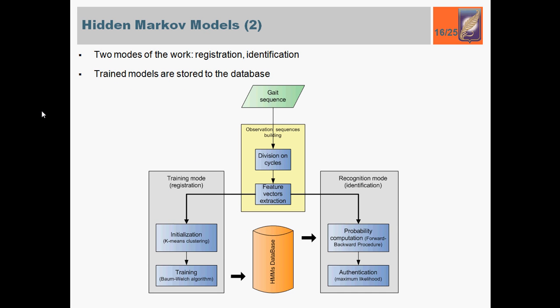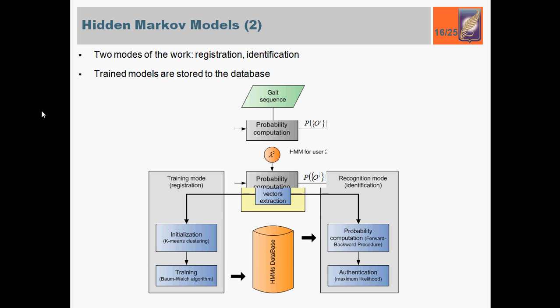There are two modes of the walk: training mode, registration, and recognition mode, identification. A gait sequence as a set of binary silhouettes is an input to the observation sequences building module. Here division into cycles is completed and feature vectors are extracted. Thus, the built observation sequences can be used for model initialization. Trained hidden Markov models are stored in the database. In recognition mode, the maximum likelihood model is accepted and the corresponding human is identified.